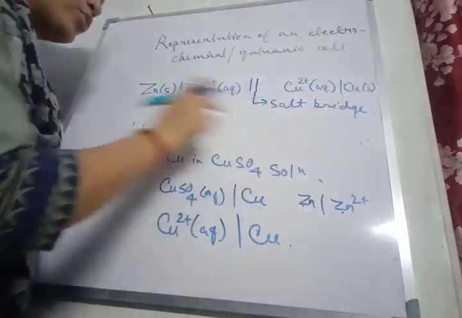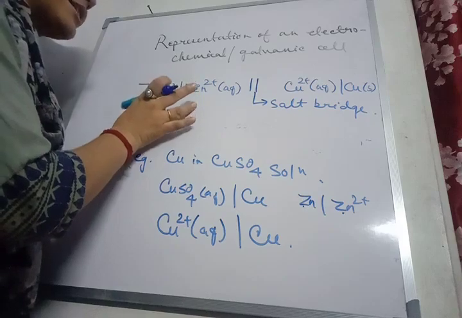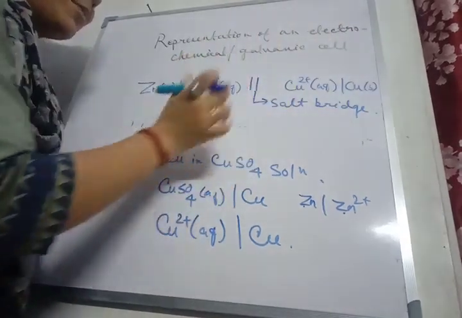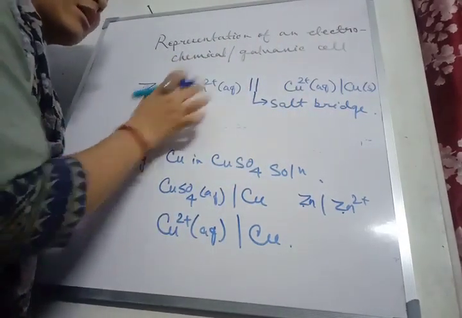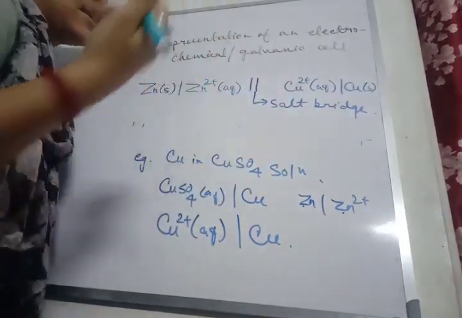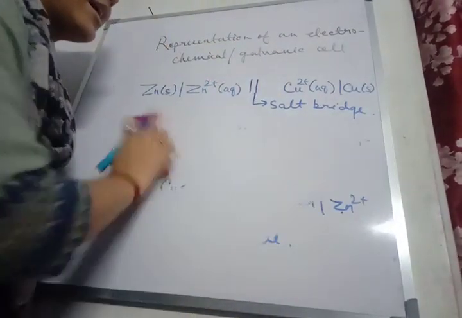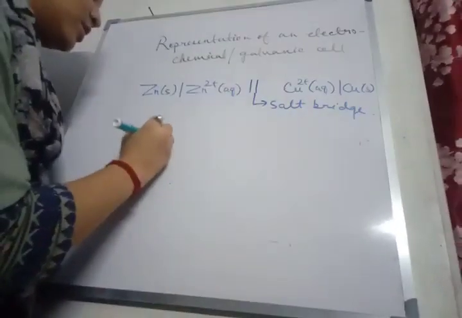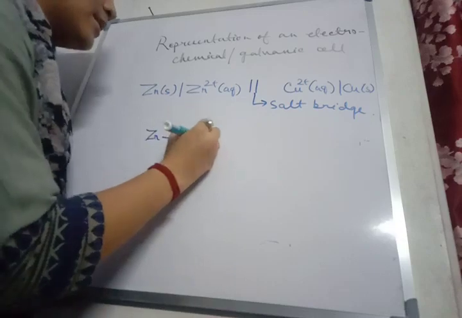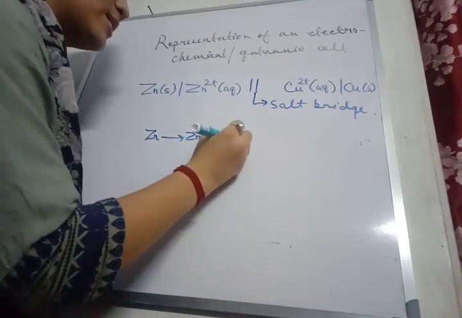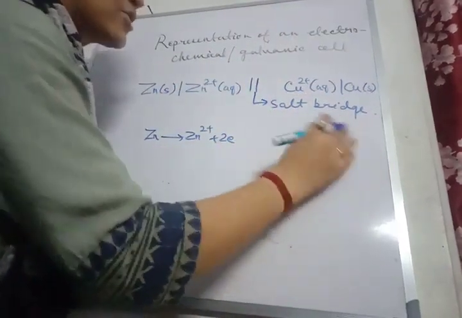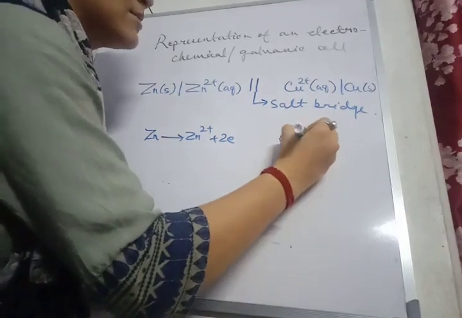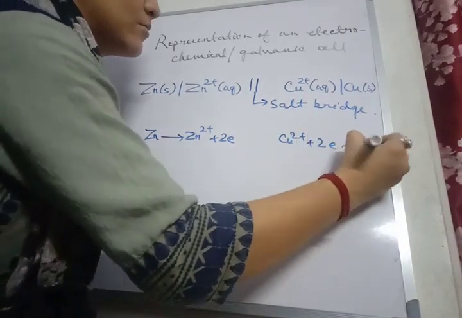If I get this type of notation, I can understand this left side is my anodic part, right side is my cathodic part. Anodic part means this is the oxidation, this is the reduction. So I can easily write the cell reaction. I can easily understand from here that my oxidation half cell reaction will be Zn arrow Zn2+ plus 2 electrons. Reduction half cell reaction will be Cu2+ plus 2e arrow Cu.